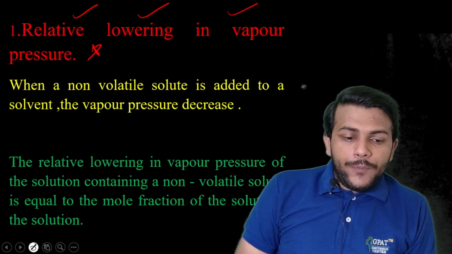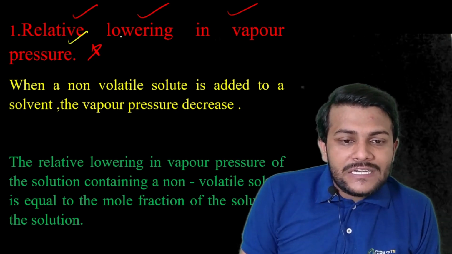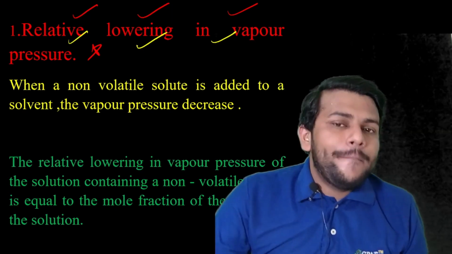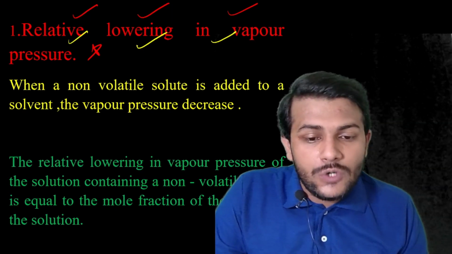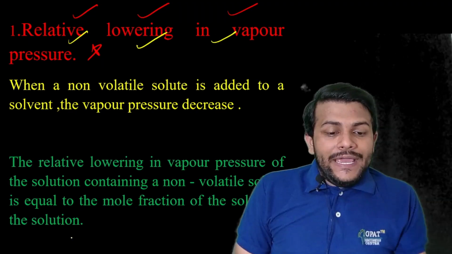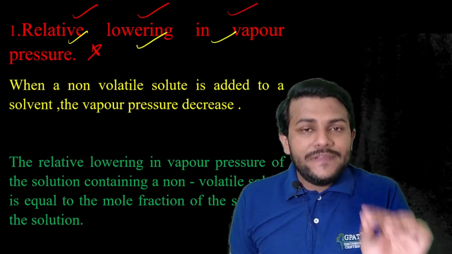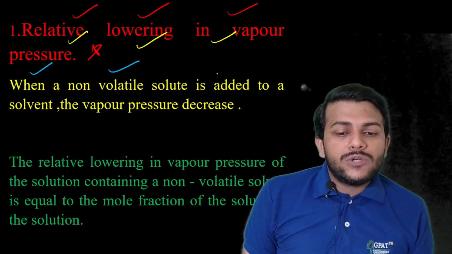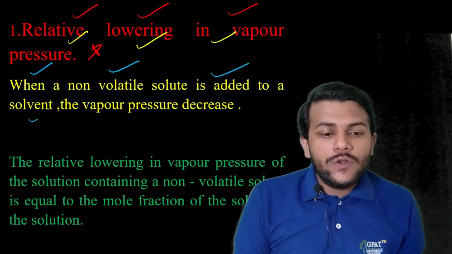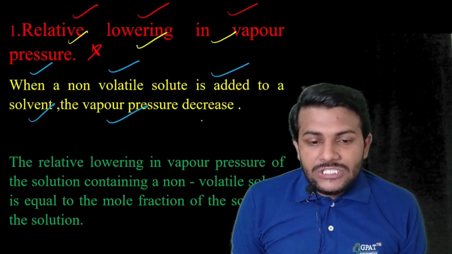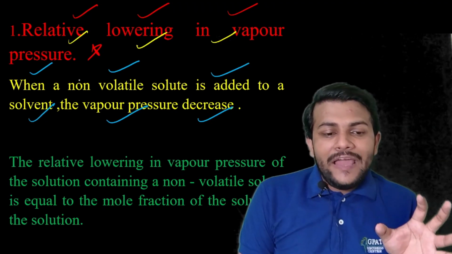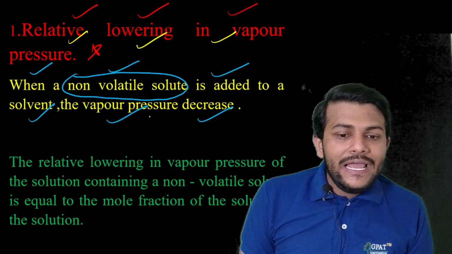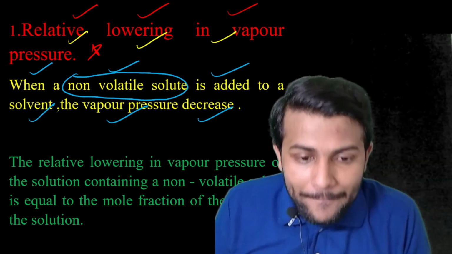First and most important, we have the relative lowering in vapor pressure. So sir, why is there a drop in the vapor pressure? What exactly have we done with the solute and solvent? Students, please note, it is most important. When a non-volatile solute is added to a solvent, the vapor pressure is decreased. What we have done is add a non-volatile solute, and there is a decrease in the vapor pressure.